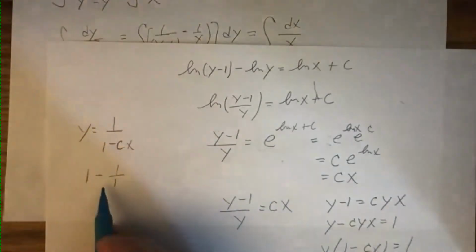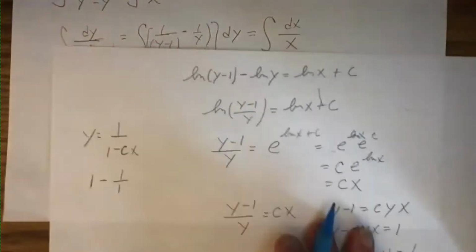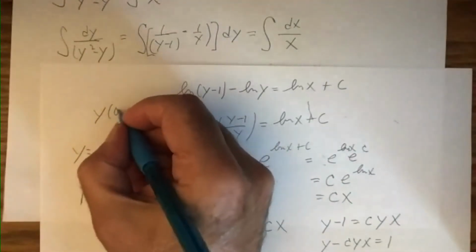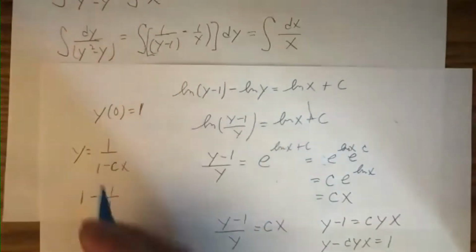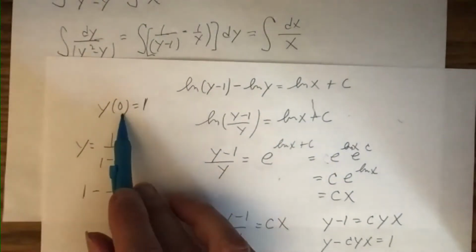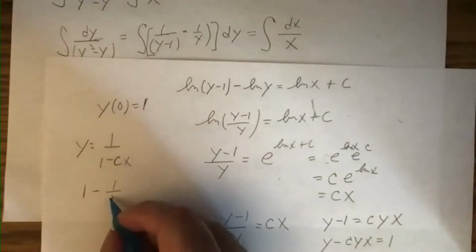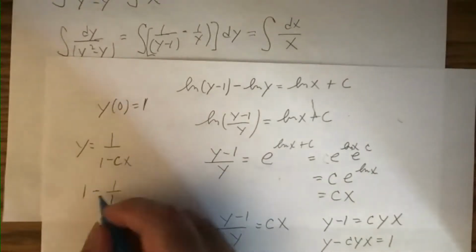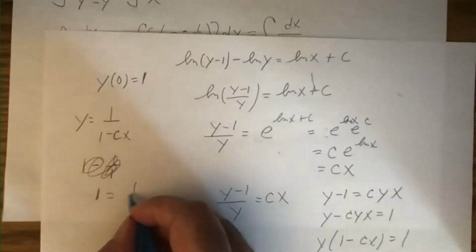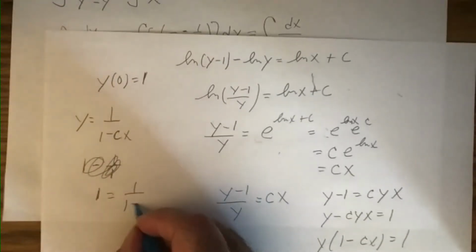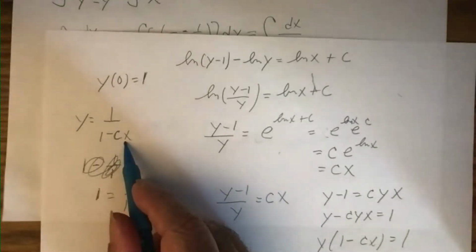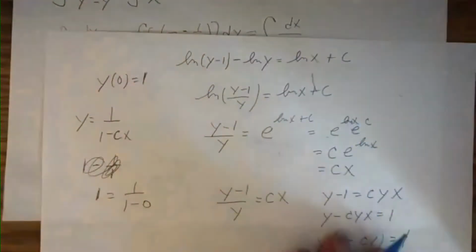Because if I put in x is equal to 0, in other words, I have, yeah, if I put in x is equal to 0 here, and y is equal to 1, then I get 1 is equal to 1 over 1 minus 0. So C could be anything. That's interesting. So C could be anything.